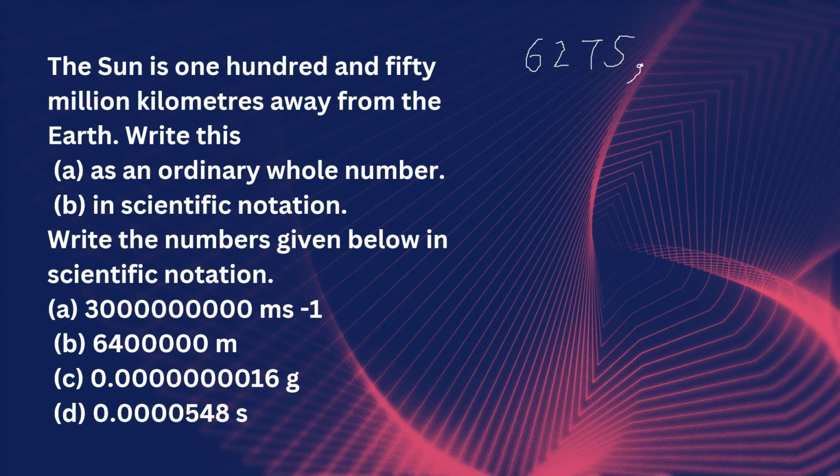If you bring the decimal one digit towards the left, then what will happen? This number will become 627.5. Since I have moved the decimal one digit towards the left, I will write multiplied by 10 to the power 1. I had moved it just one digit, so I will have to write 10 power 1. If I move this decimal not one digit this time, but two digits, then this number can be written as 62.75 into, since this time I have moved the decimal two digits towards the left, so two digits means 10 to the power 2, so I will write 10 to the power 2.